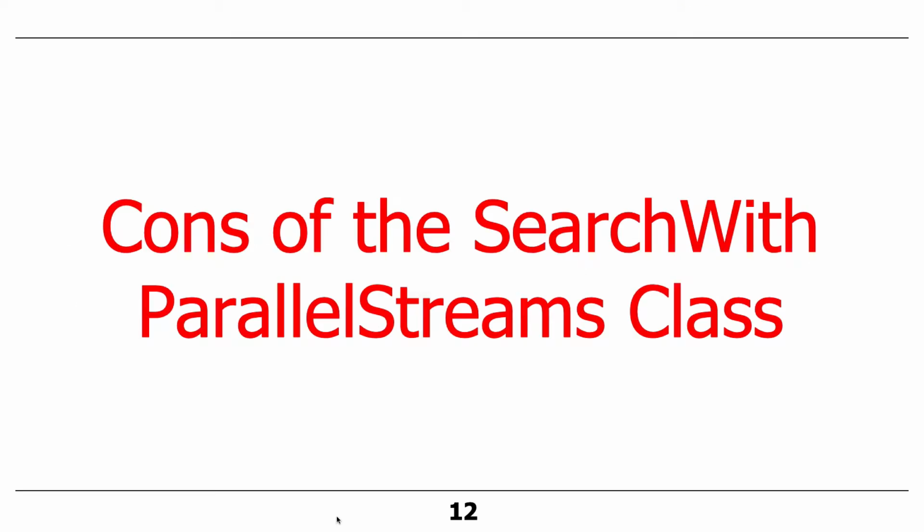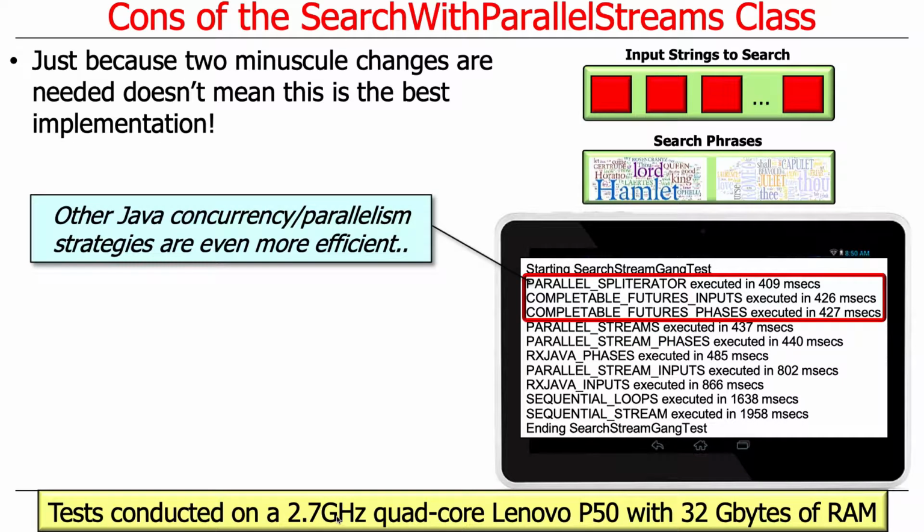Okay, but as always, it's not all rainbows and unicorns. There are some downsides. And the key downside, it's not really a downside, I mean, this is a big win, right? But the downside is this isn't the best way to get the system to behave. Even though it was simple, even though we only had to change stream to parallel stream, there are ways of making things run even faster. In particular, if you look at the results here, you'll see that the parallel split iterator approach was the fastest way. That's really fast. And these other ones, based on completable futures, are actually a bit faster than the parallel streams version. Although, in this case, your mileage may vary a little bit.